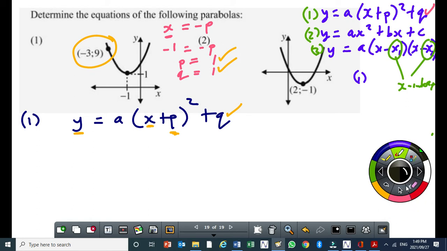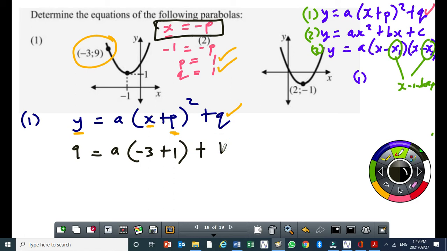First one that I'll substitute is y, which is 9. A is the one that I want to calculate. X is equal to negative 3. My p is 1. Please remember, you have to memorize this: that's the value of x at the turning point. X is minus 1, therefore p is going to be equal to positive 1. Then my q is 1. Then you simplify this. Remember, this is squared.